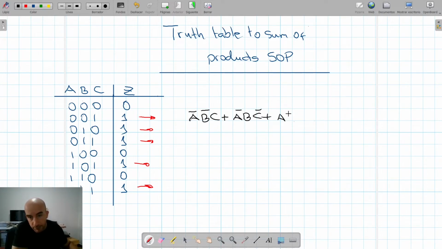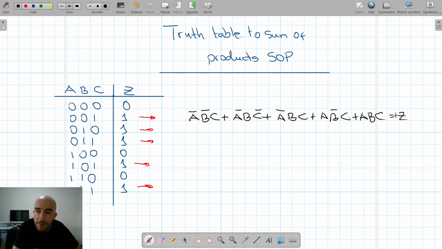We do the next one, and it's just A. And then we do the next one and it's just B, the one that's 0. And then we do the last one and none of them are 0. Okay, so we have 1, 2, 3, 4, 5 sums of products, and that represents the function Z. Okay, so it's really easy. Just write down all the inputs and negate the ones that are 0 in the truth table.